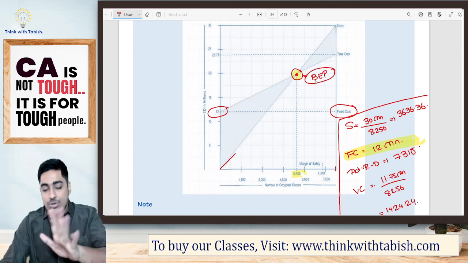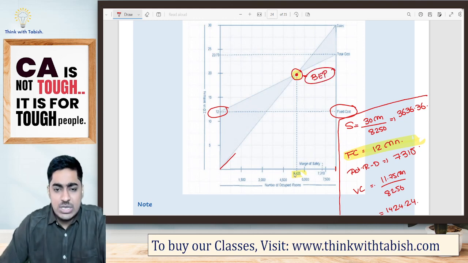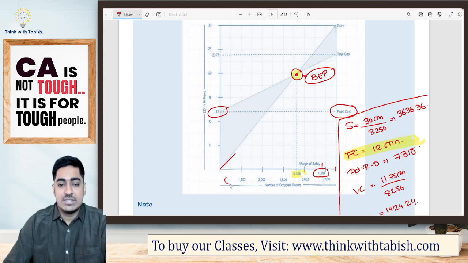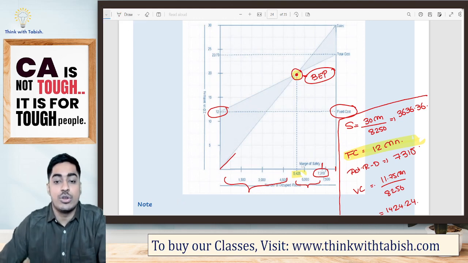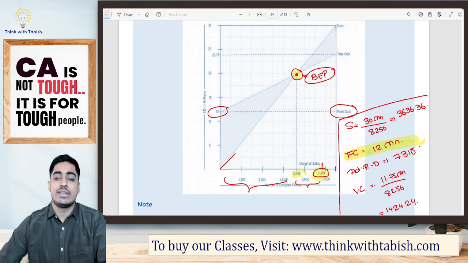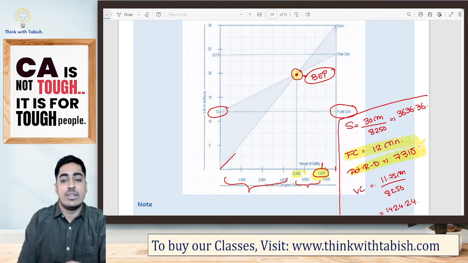Do we have relevance or no? We'll look at it later. Now from here margin of safety is starting. Where is my margin of safety ending? 7310. That means up to 5425 was my BEP sale. Beyond that was my margin of safety sale. That means what is the total sale? What is the total room days? 7310. So the total room days is going to be 7310 room days.